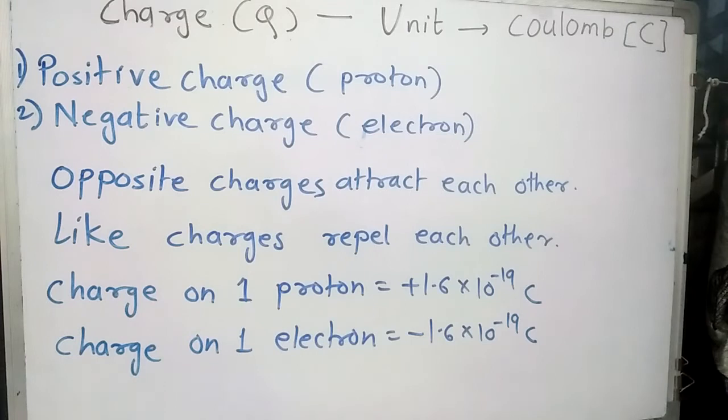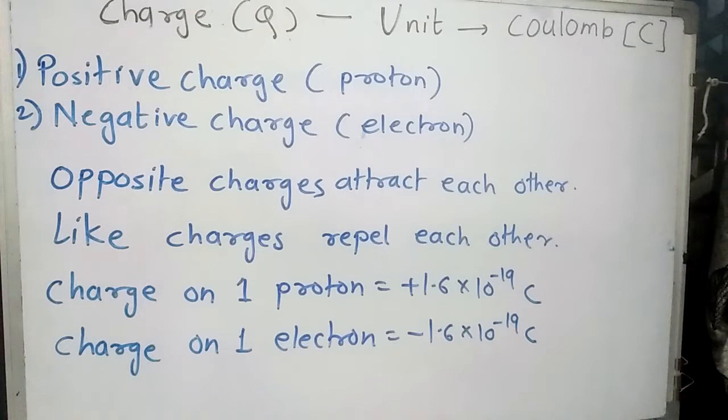Now we have to study the quantity charge. Last year we studied many quantities like work done and displacement. Now we have to study charge. Charge is denoted by Q, and the unit of charge is coulomb, which is denoted by C. Now see, in an atom there are protons and electrons.